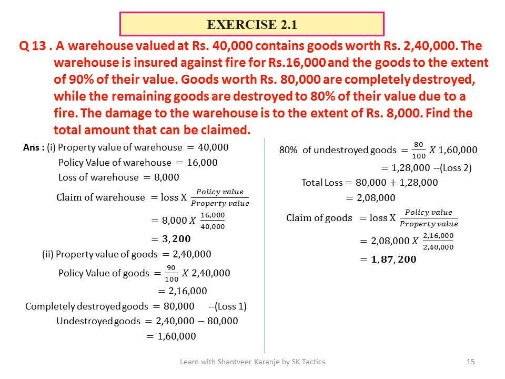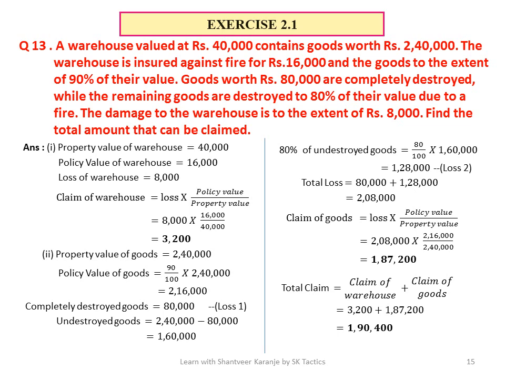1,87,200 rupees. So the complete claim is claim of warehouse plus claim of goods, that is 3,200 plus 1,87,200. Combined, the claim is 1,90,400.